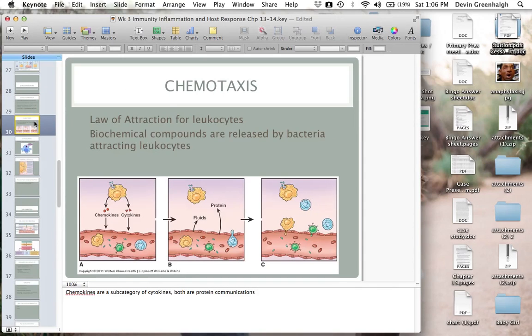Chemotaxis. It's a law of attraction for leukocytes. Biochemical compounds are released by bacteria attracting leukocytes.